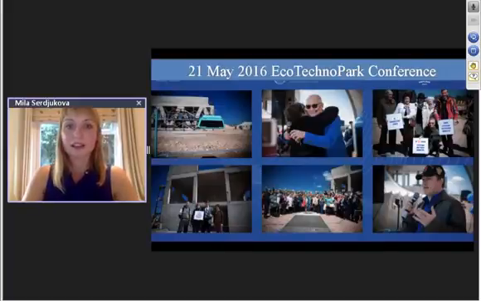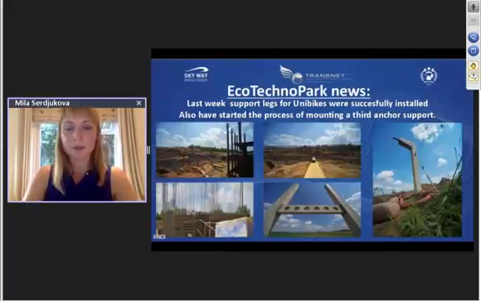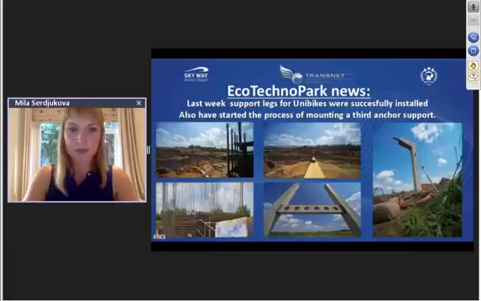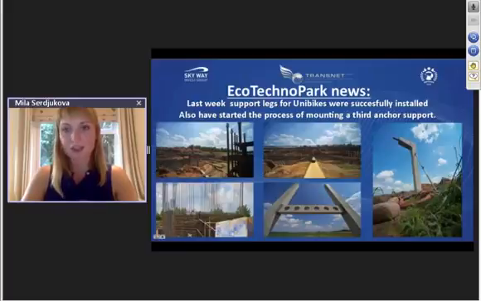We actually very recently, last week, received their support legs for Unibikes, and they were also successfully installed, as you can see from this picture. And they have started the process of mounting the third anchor support. So this is very hot news, and it's been happening I think last week on Monday or Tuesday, if I'm right.